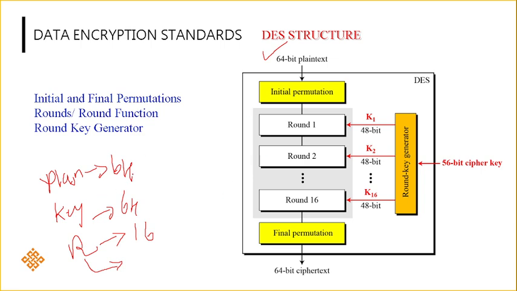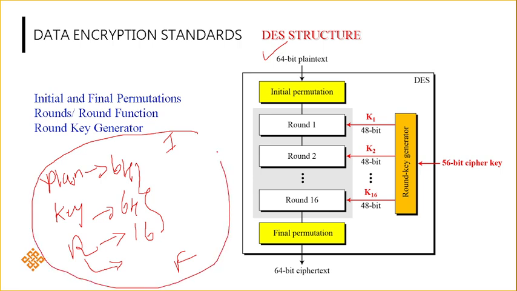Along with all these entities, we have an initial permutation before the rounds start and also a final permutation after the 16th round. So these are the 5 things we should understand for DES encryption. Is it clear? Again, we have 64-bit plain text as the input. Next we have the initial permutation. Then we go for 16 rounds. Each round will have its own operation. And lastly we have the final permutation.